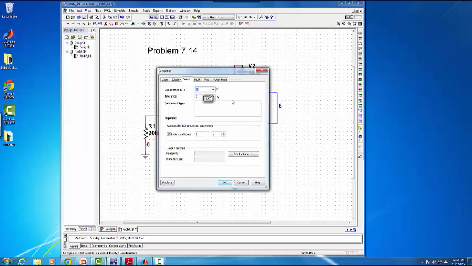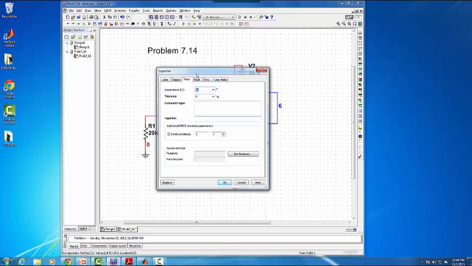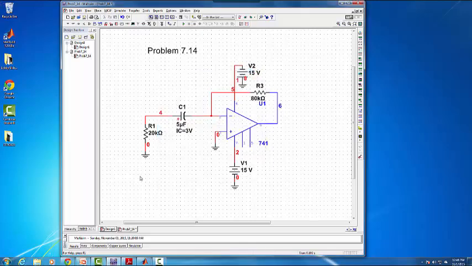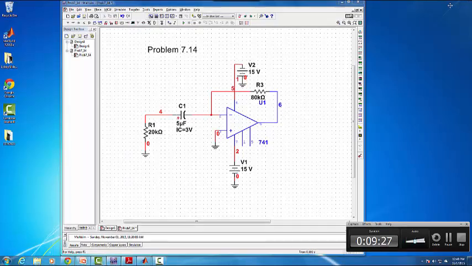The next thing is when I change the values of the capacitor, I am also allowed down here to put initial conditions. So I put the initial conditions as being at 3 volts. So that's good. I think I can zoom in here. Maybe. Nope, I can't. Okay, so that's good.